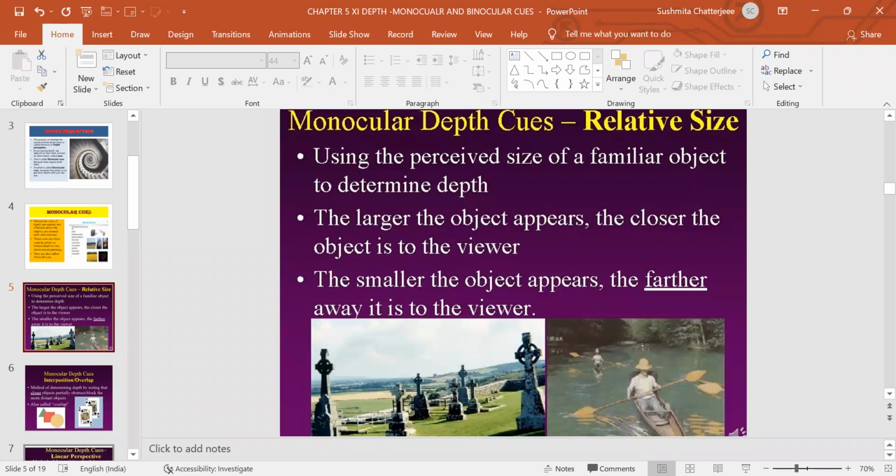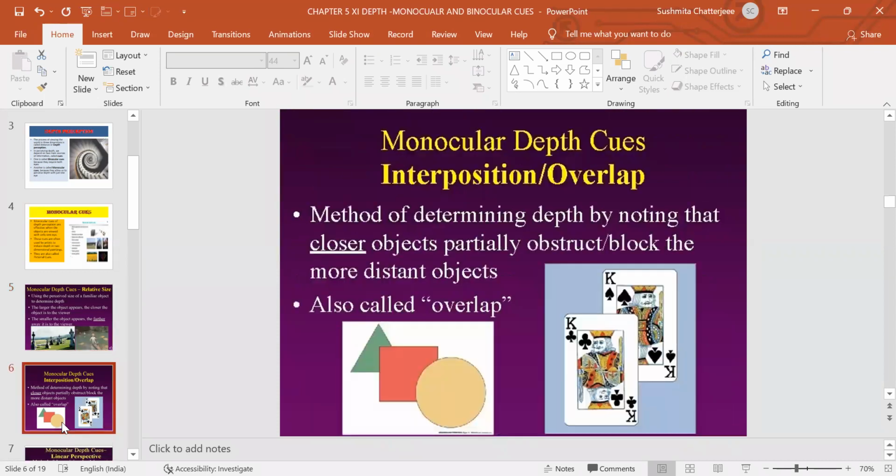The size of the retinal image allows us to judge the distance based on present and past experience with similar objects. As the objects get away, the retinal image becomes smaller and smaller. We tend to perceive an object as farther away when it appears small and closer when it appears bigger, as it happens when we are moving in a train. The second cue is interposition or overlapping.